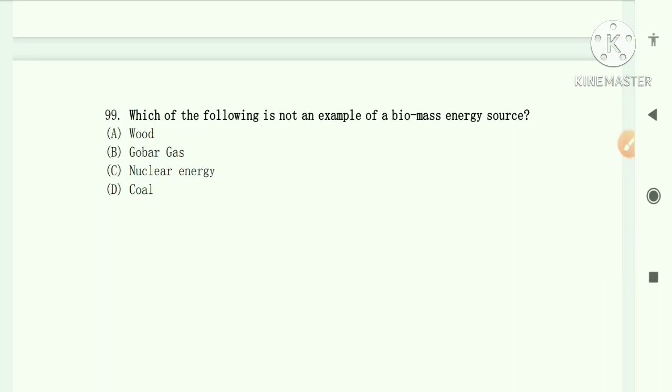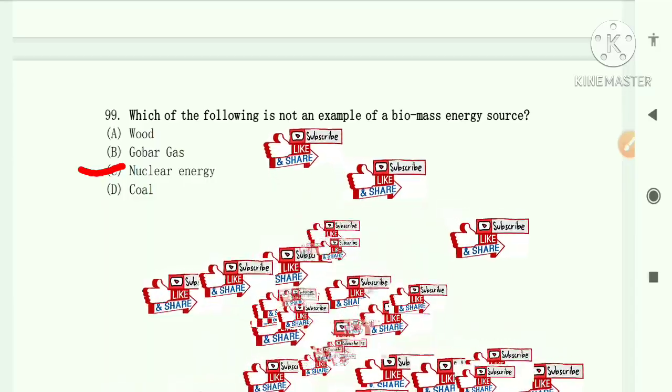Which of the following is not an example of a biomass energy? Option A, wood, option B, gobar gas, option C, nuclear energy, option D, coal. Here nuclear energy is not an example of biomass energy source. Wood, gobar gas and coal are the examples of biomass energy source. Biomass is the energy source which is received from animal wastes and plant materials. On the other hand, nuclear energy is obtained from nuclear fusion and fission.